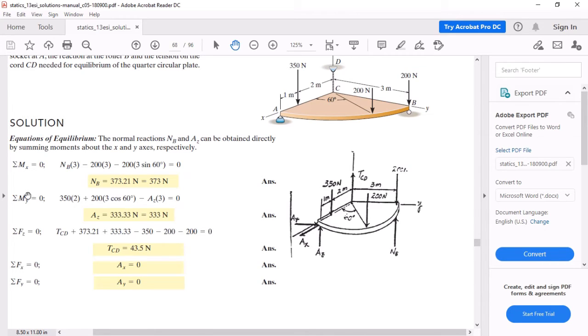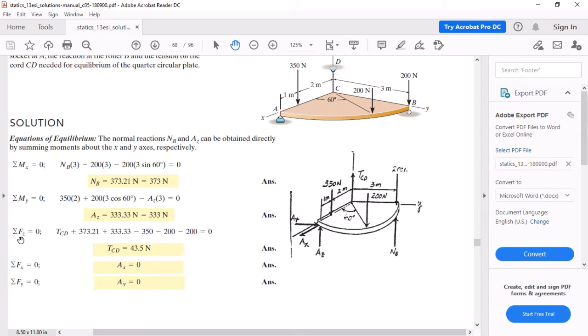Then we apply summation of moment about the y-axis equal to 0. هاي y-axis. في عنا اللي هو 350 نيوتن times this distance اللي هي 2 meters. We have this 200 نيوتن times this distance عمودية اللي هي عبارة عن 3 كوساين 60. تمام. طبعا هاي حتعمل moment in this direction counterclockwise same thing. ضل عندي ال AZ بيعمل لي moment clockwise times the distance هاي اللي هي 3 meters. من this equation نقدر نحسب قديش قيمة ال AZ.